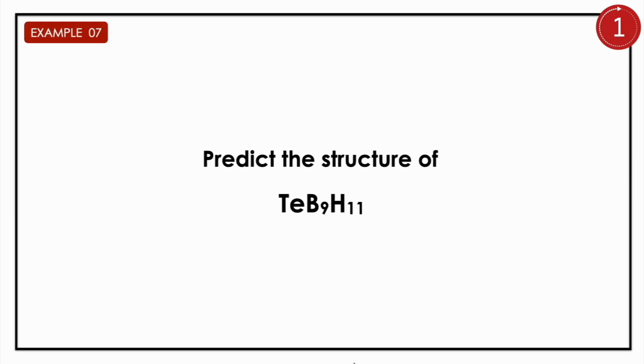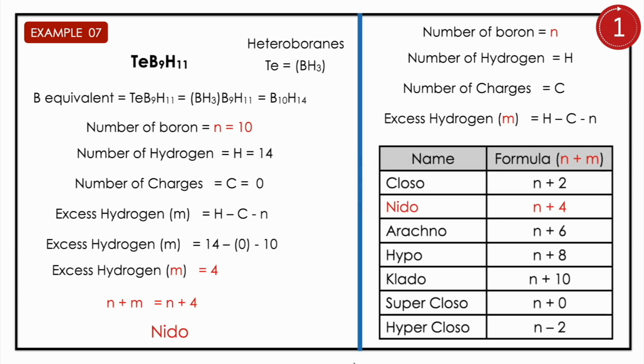Then the next example, here you have TeB9H11. You should find the structure using Wade's rule. Here the given compound is a heteroborane. The heteroatom is tellurium, so we should find the boron equivalent. Tellurium is in the oxygen group, so the boron equivalent is BH3. So if you redraw the structure with borane, for tellurium you should write BH3.